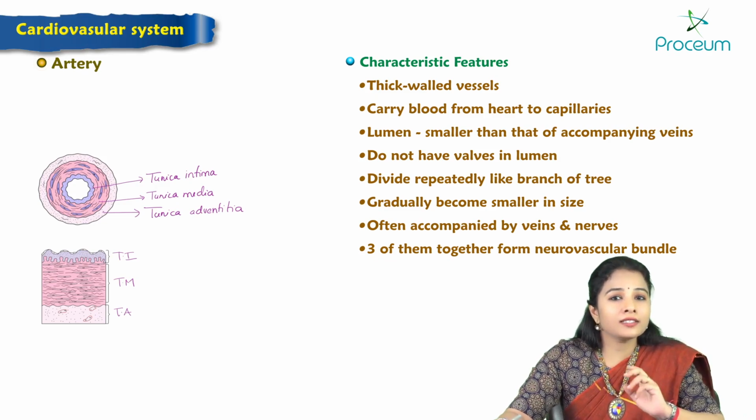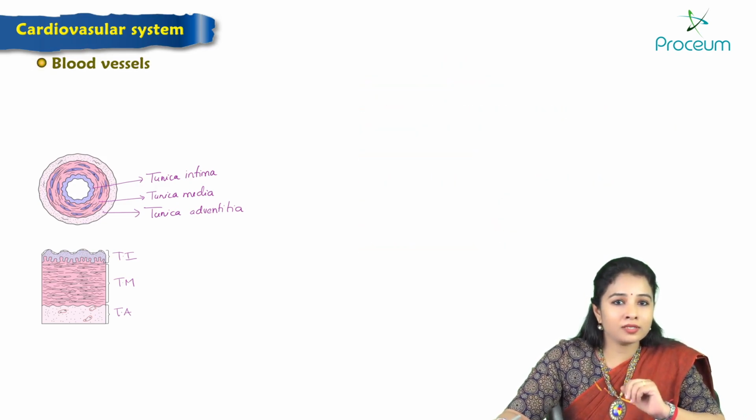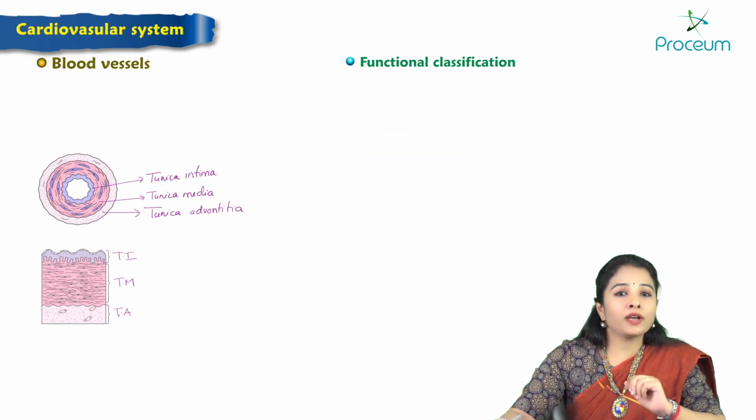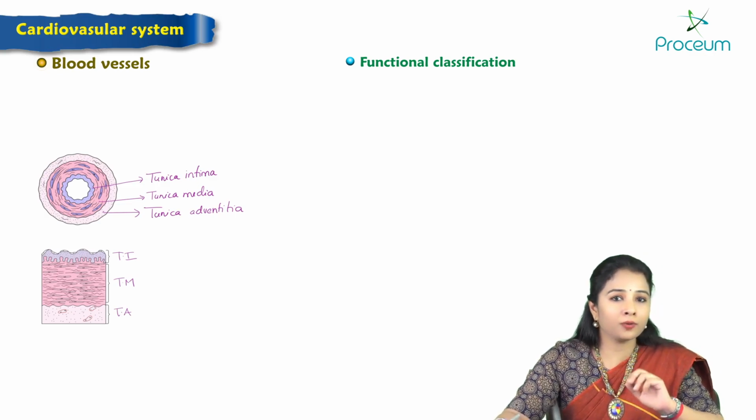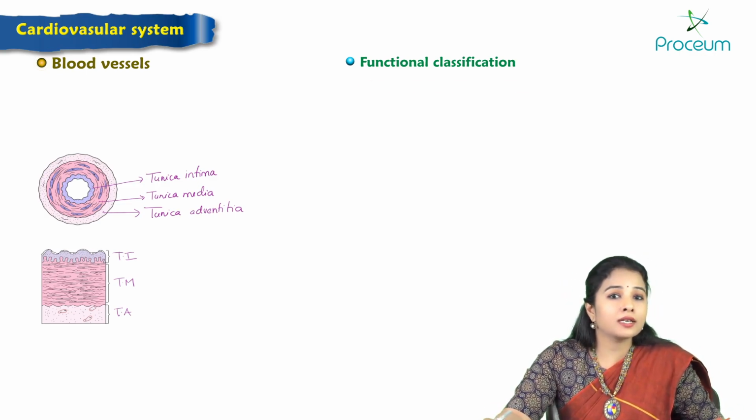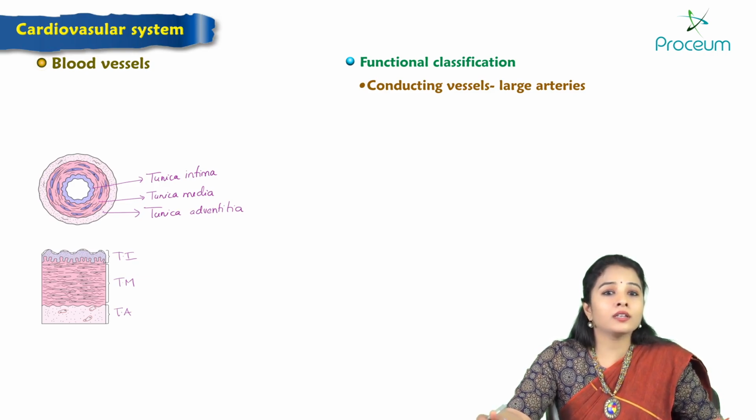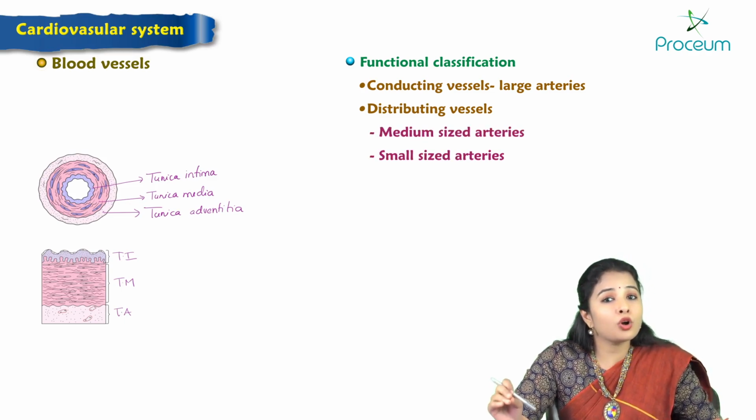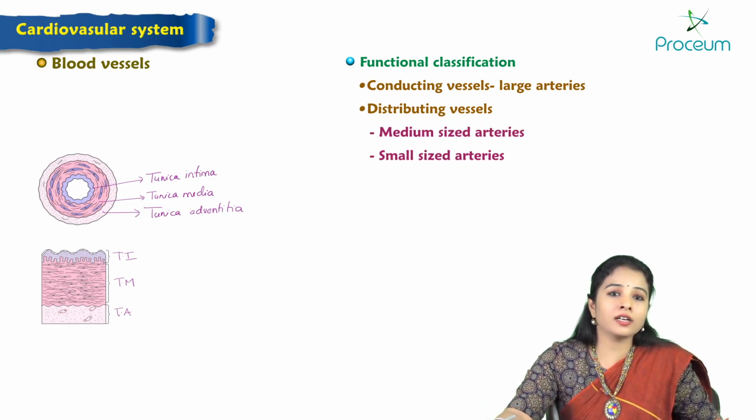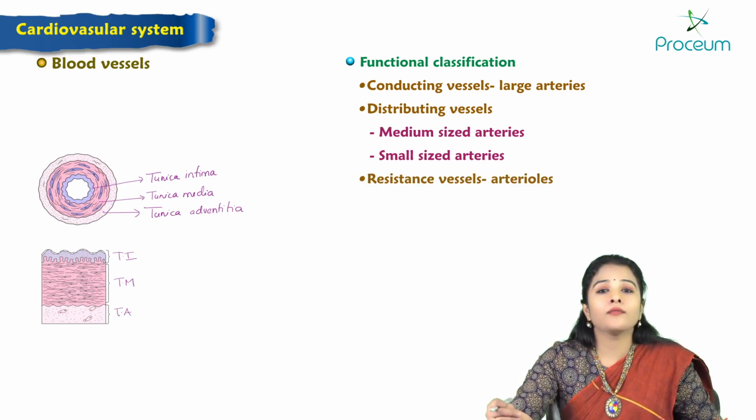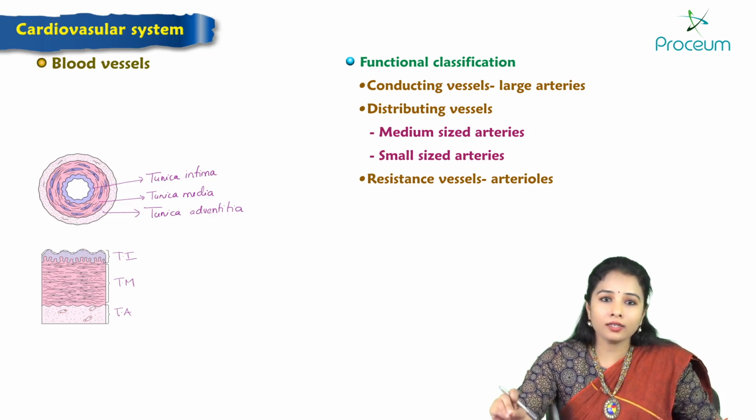So functionally, let's divide these blood vessels. Functionally, we can classify the blood vessels into 5 groups. The first variety is the conducting vessels, where the large arteries are conducting vessels. Medium-sized and small-sized arteries are considered distributing vessels. And resistance vessels, where the arterioles are considered as resisting vessels.